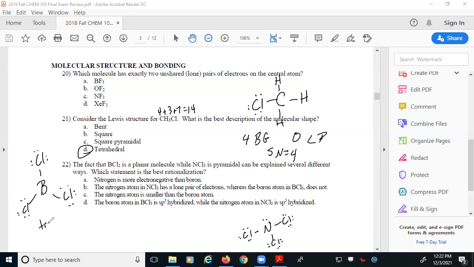This one is trigonal planar. This one is trigonal pyramidal. Why is this one planar and this one pyramidal? What's the best explanation of the ones that were given? Which one? B or D? B. Yeah, the main reason is that lone pair there. That lone pair, remember, lone pairs of electrons push on our molecular structures.